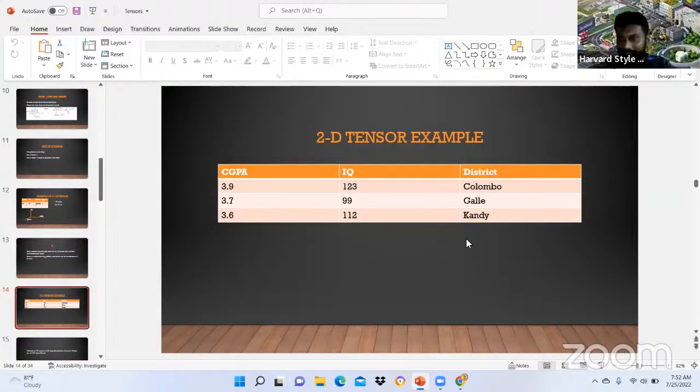So this matrix, guys, you can store this thing as a matrix. Okay. So a 2D tensor, a very good example is this type of table. In machine learning, we are storing these types of tables as 2D tensors.